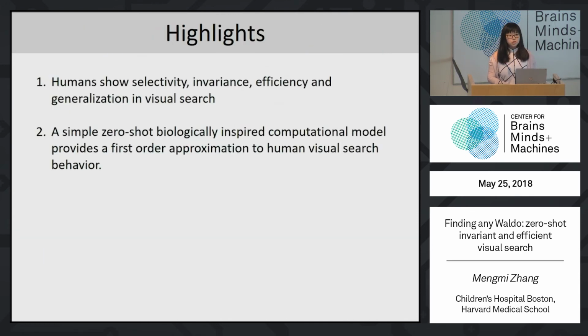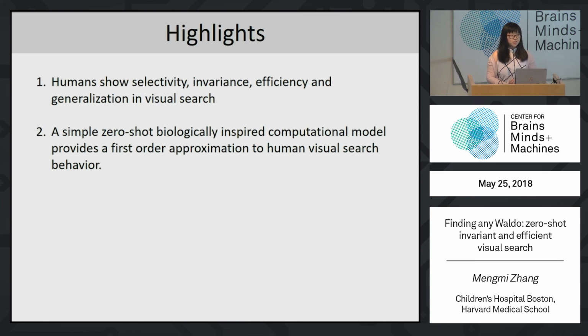So there are two take-home messages. While typical visual search studies address the identical target search problem, we are interested in studying invariant visual search, which we encounter in our daily life. According to our experimental results, we found that humans can perform invariant visual search selectively and efficiently.